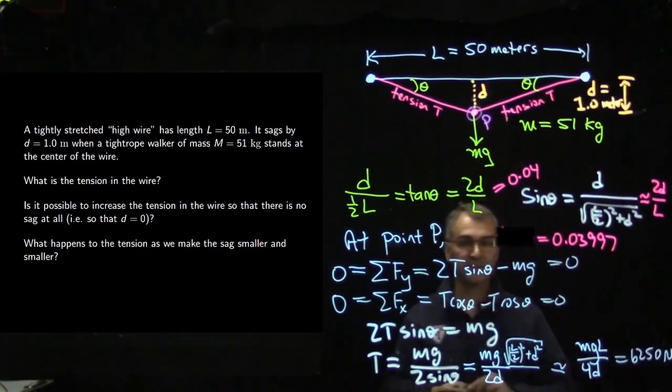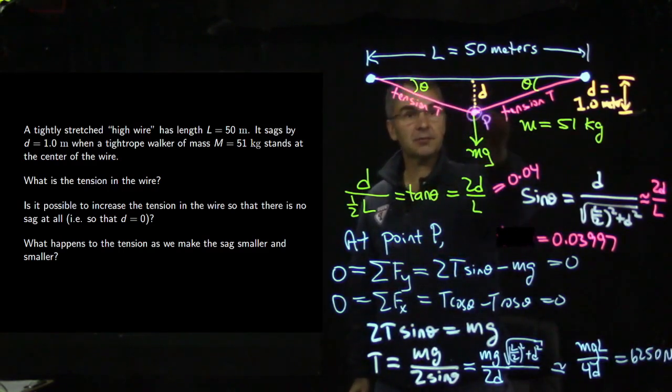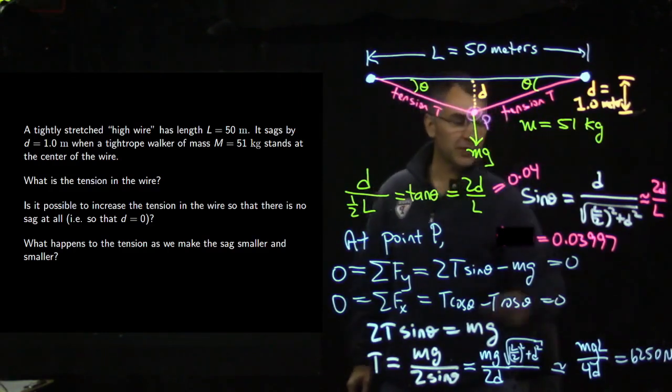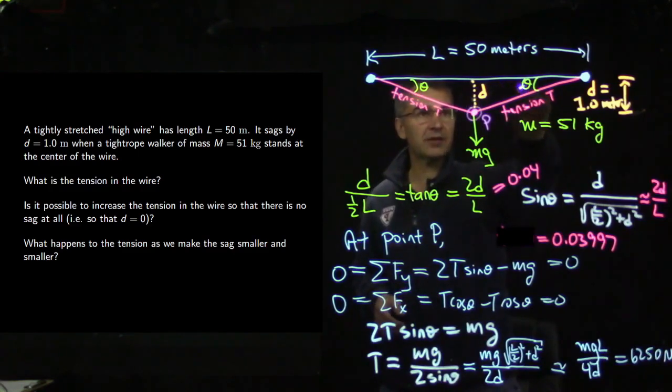What's kind of remarkable about this is the tension in the wire is much, much bigger than the weight of the person. The weight of the person is about 500 newtons, but the tension in the string is about 6,000 newtons. So the tension in the string here is more than 10 times as big as the person's weight. And that's because it has the sine of this small angle in the denominator.